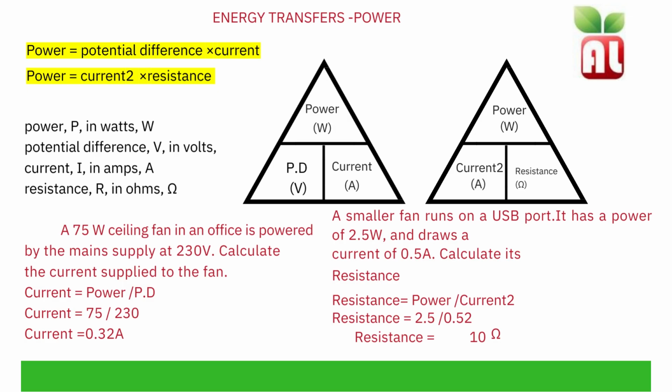A smaller fan runs on a USB port. It has a power of 2.5 watts and draws a current of 0.5 amps. Calculate its resistance. Resistance equals power divided by the current squared. Resistance equals 2.5 divided by 0.5 squared. The resistance equals 10 ohms.